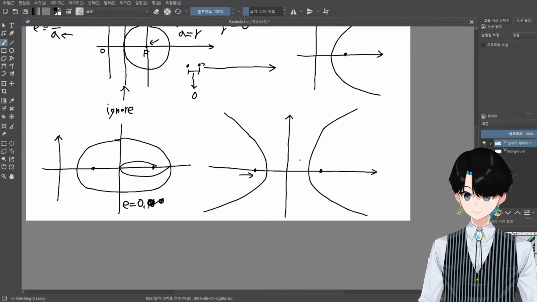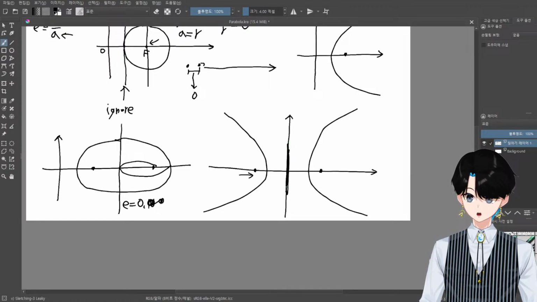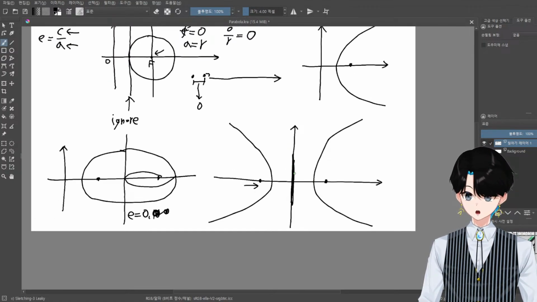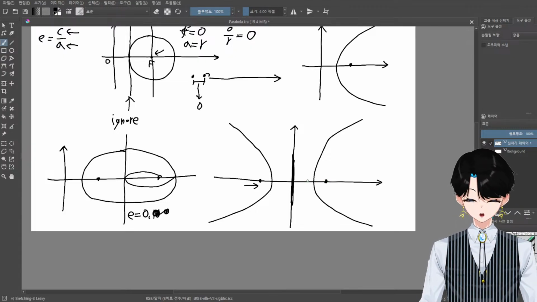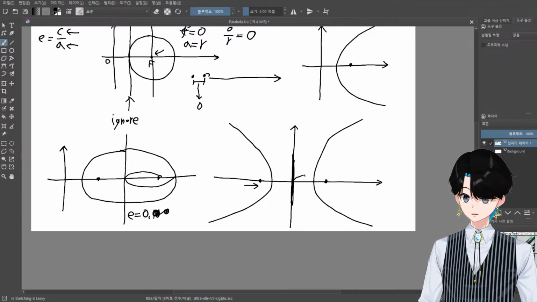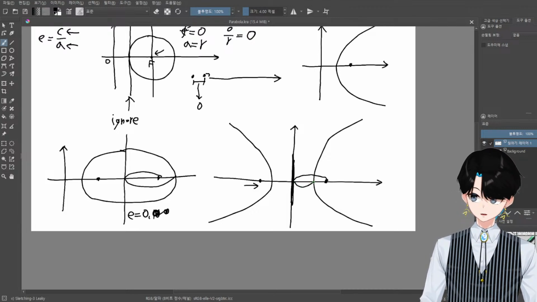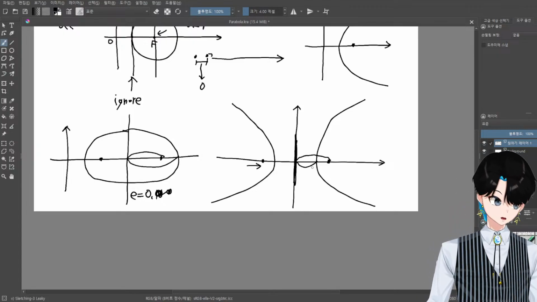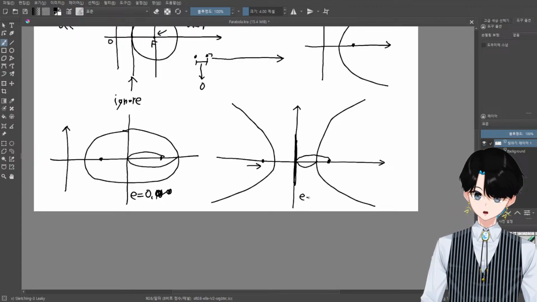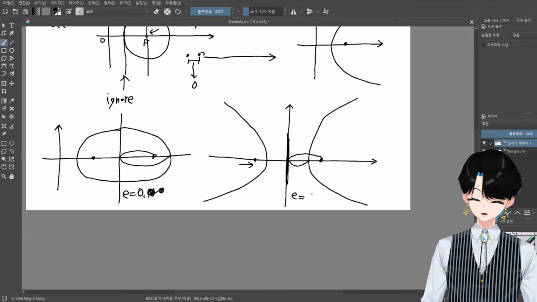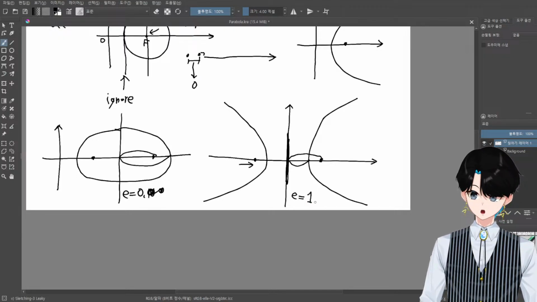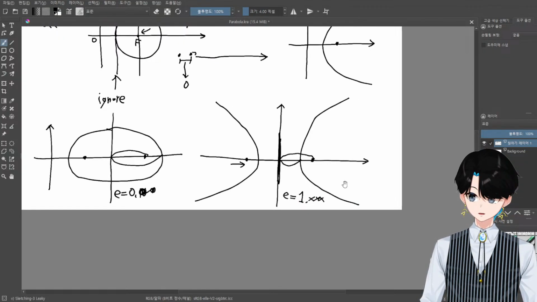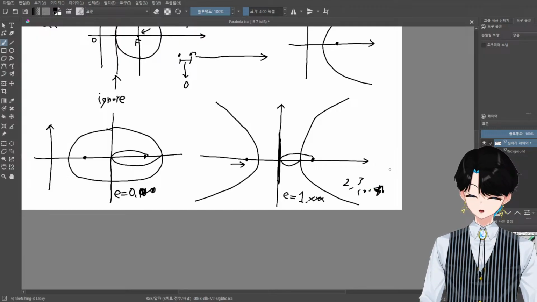And in the hyperbola, here's the center. Let's say this is the center. Then the linear eccentricity is this one, and the semi-major axis is this one. As you can see, the linear eccentricity is bigger than the semi-major axis. That is why the eccentricity of the hyperbola is over 1. Yeah, 1 point something, or even bigger, like 2, 300, like that.